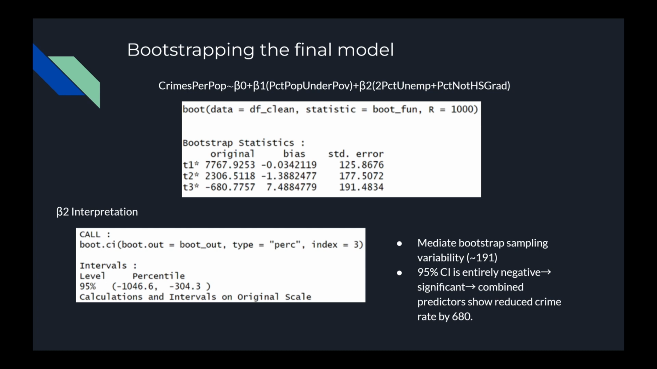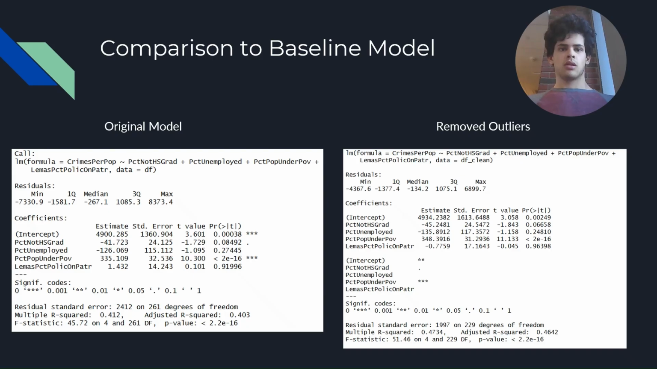The combined index is associated with a reduction in crime of roughly 680 units. And so overall, the bootstrap results confirm that each coefficient is statistically meaningful, and they give us high confidence in the direction and strength of these relationships. On to a comparison with the original model.